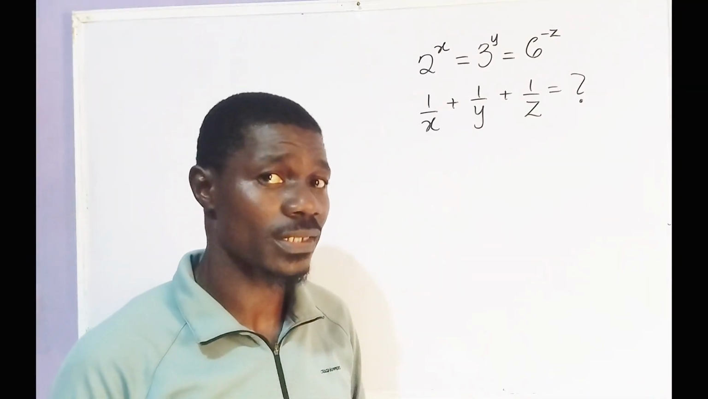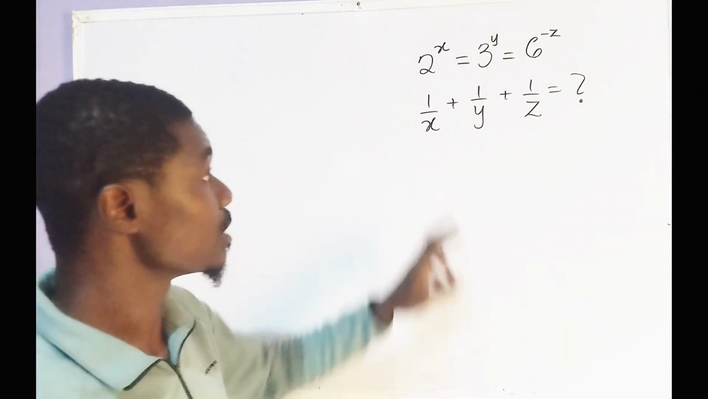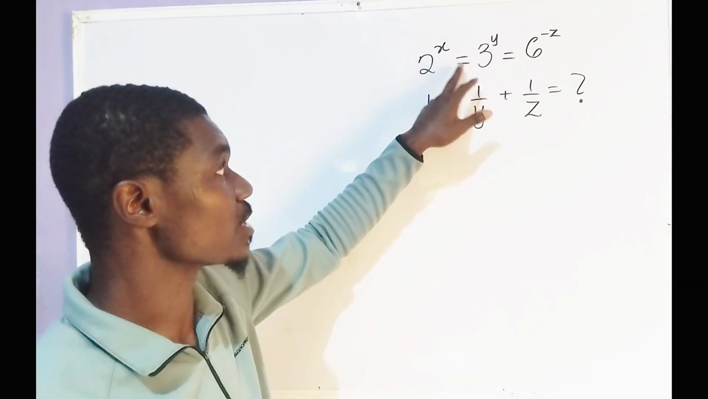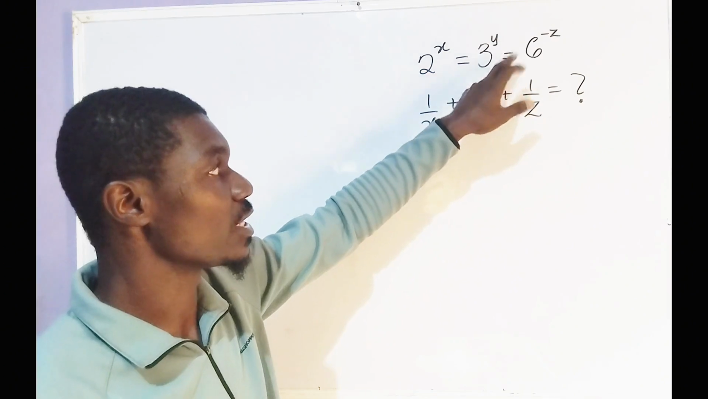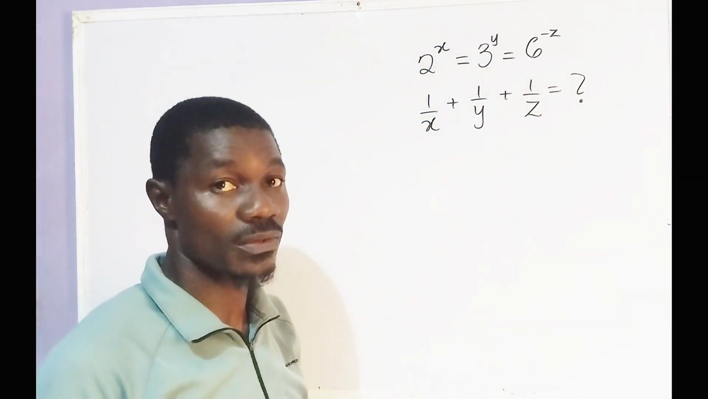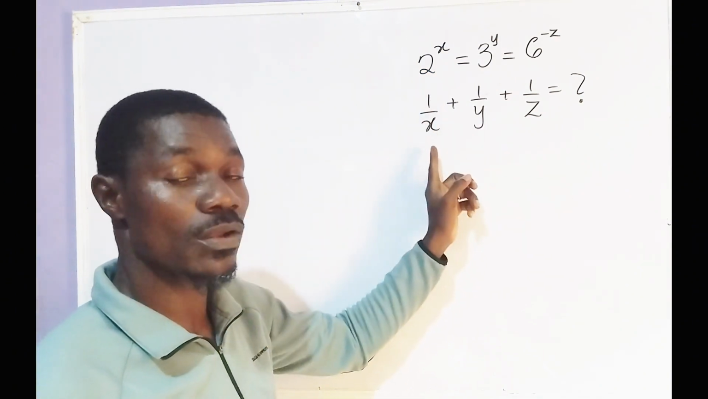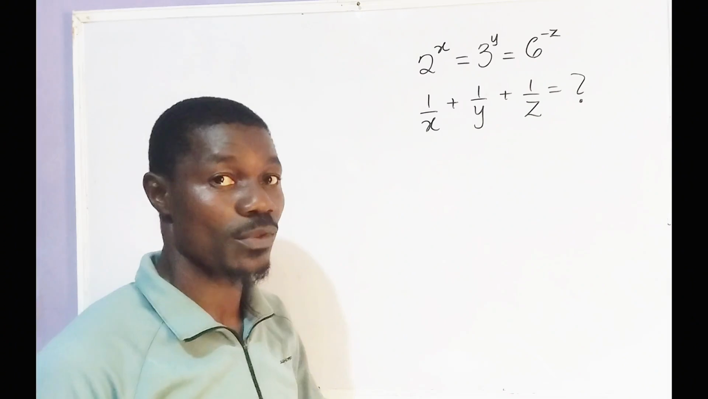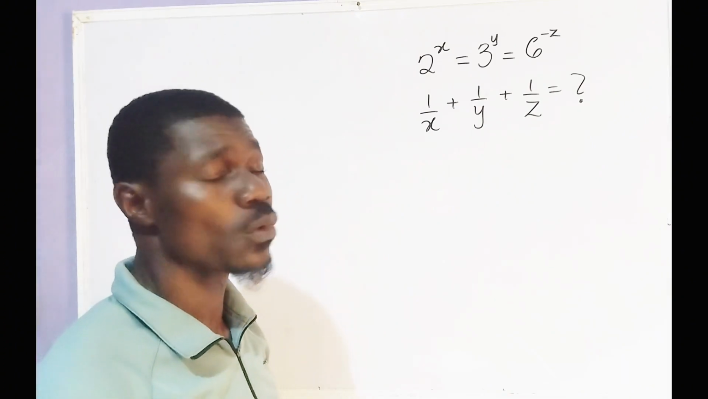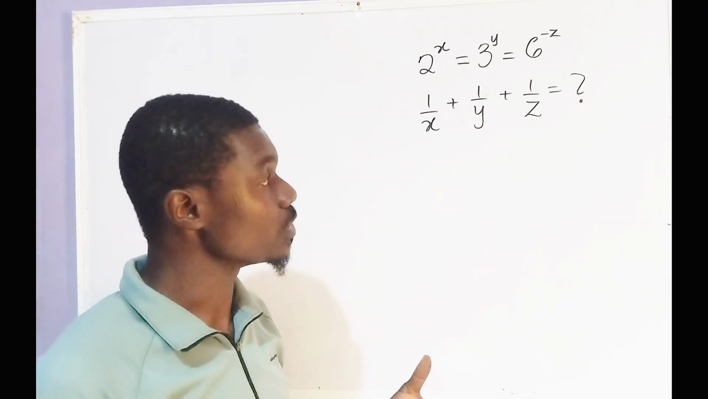Now let us look at this exponential equation. It says 2 raised to the power of x equals 3 raised to the power of y equals 6 raised to the power of minus z. And we are told to find 1 over x plus 1 over y plus 1 over z. Okay, so how do we start with this?